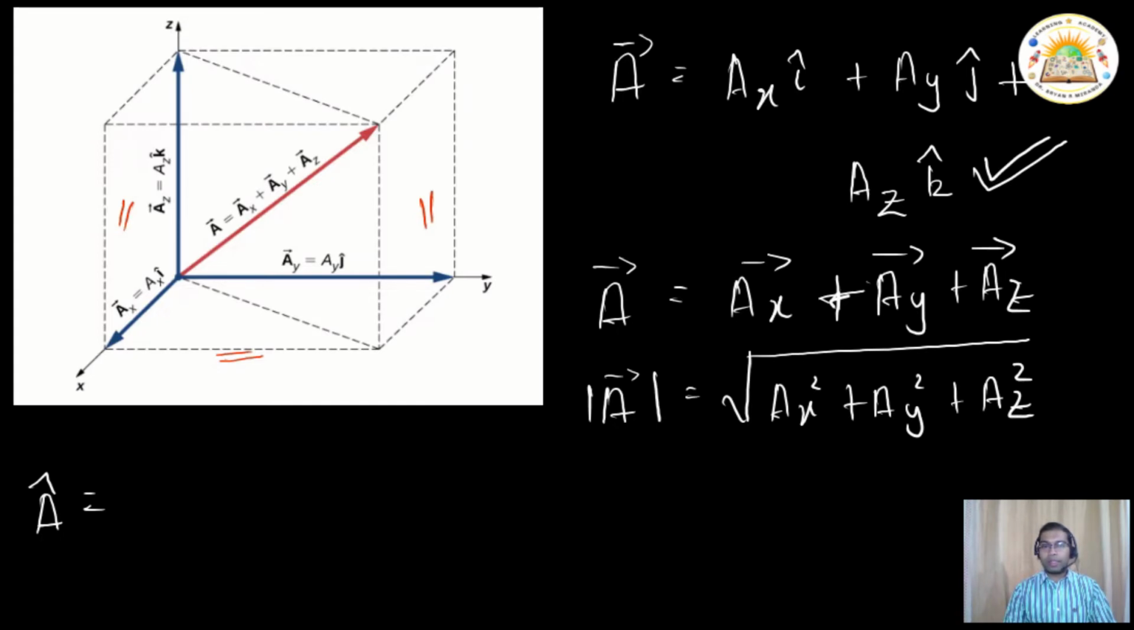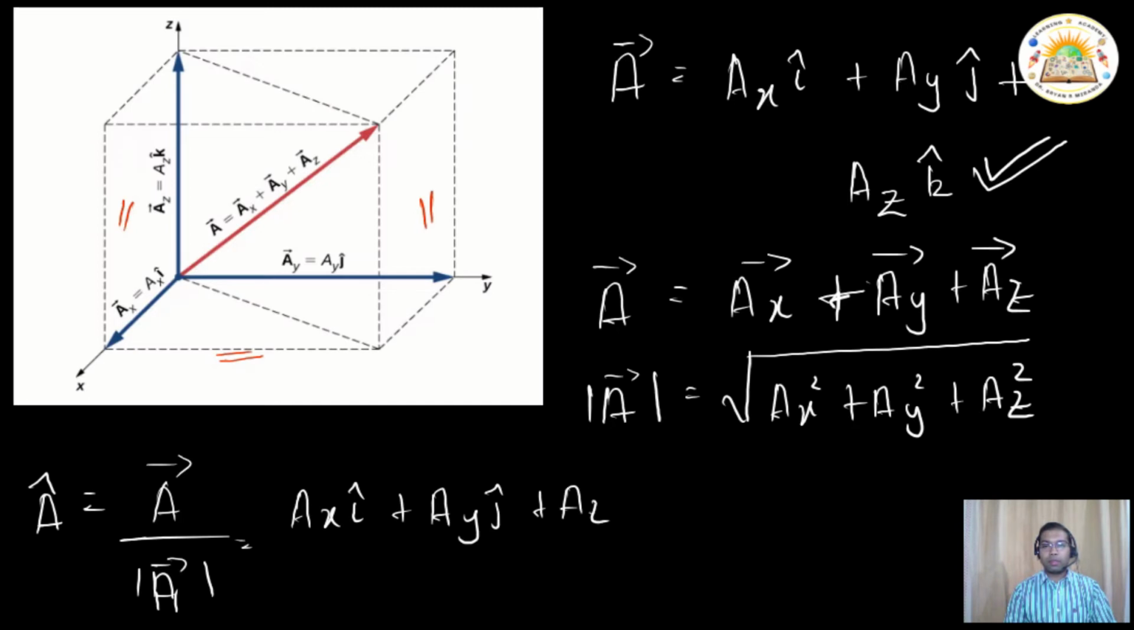So our unit vector can now be written as A vector by magnitude of A vector, which is nothing but ax i cap plus ay j cap plus az k cap whole divided by root of ax square plus ay square plus az square.